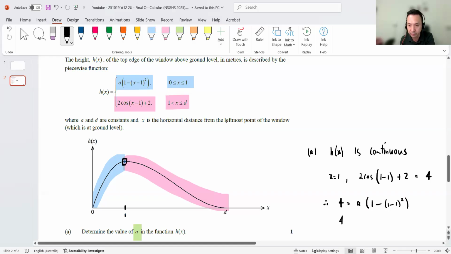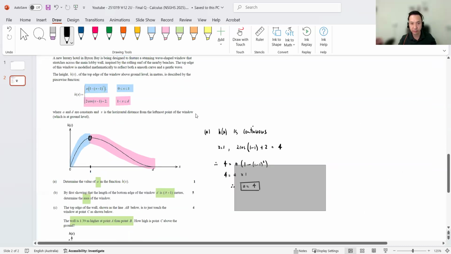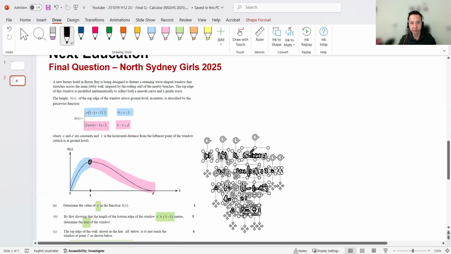4a(1 minus 0), that's just that. So a is 4, 4 times 1. Therefore, a is 4. All right, 1 mark. Great. Good start. Let's move on. Now, let me just move that out of the way.